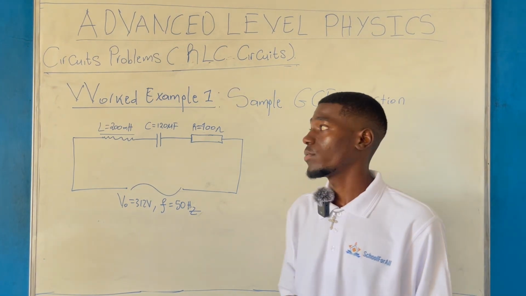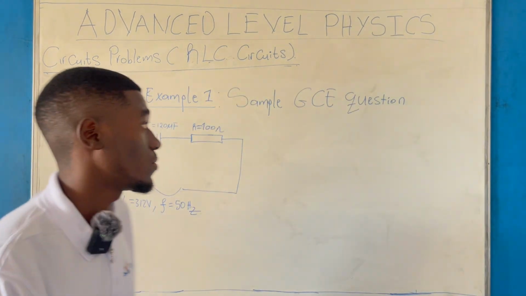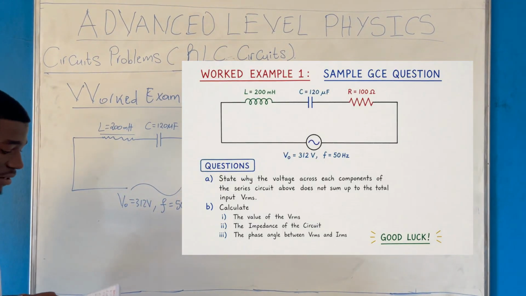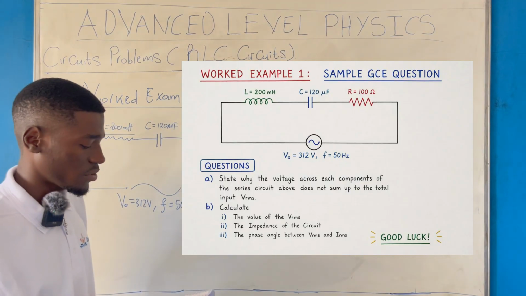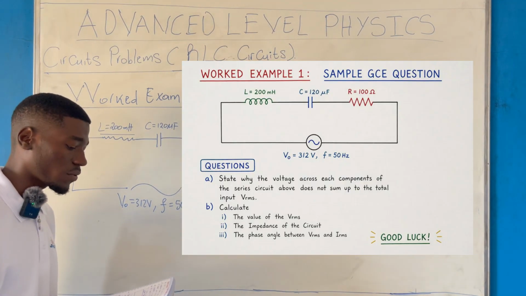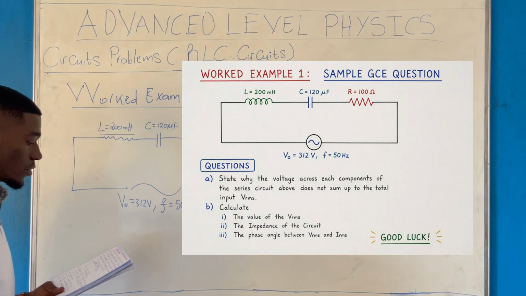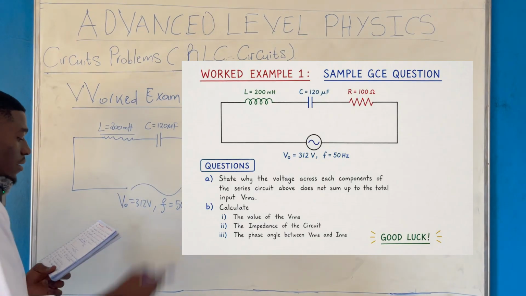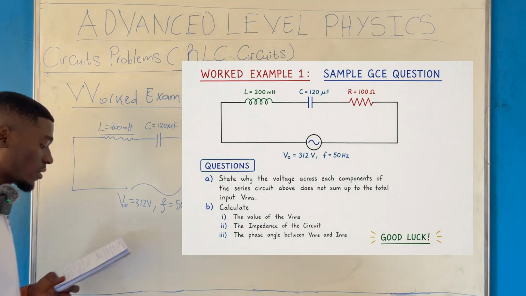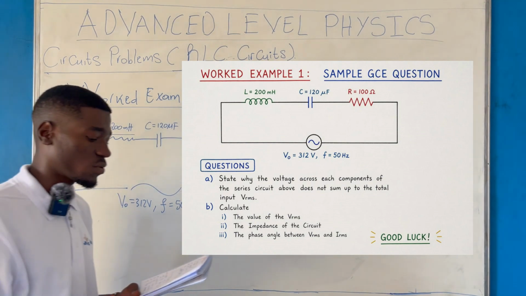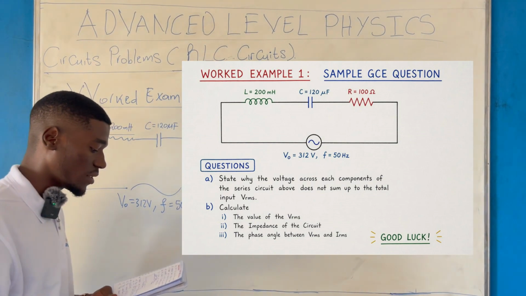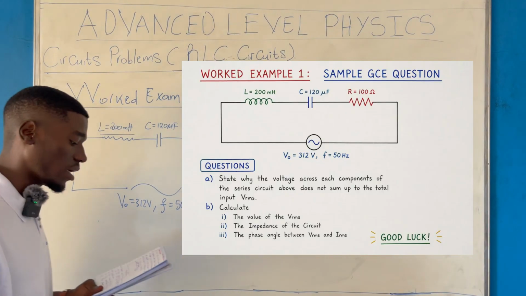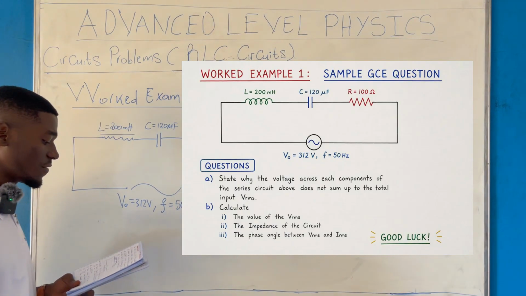Okay, so then let us proceed now with example 1. Now to apply the small record we are just converting. We have a sample AC question here. This is the circuit diagram. The question says an LCR circuit consists of an inductor of inductance 200 millihenry, a capacitor of capacitance 120 microfarads, and a resistor of resistance 100 ohms, all connected in series and powered by an AC source of peak voltage 312 volts and a frequency of 50 Hz as shown below.